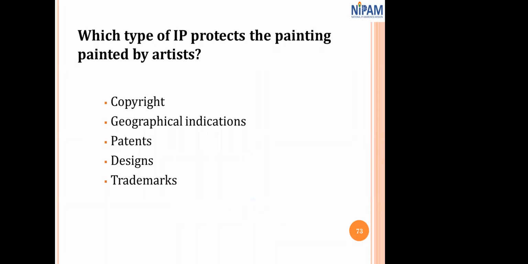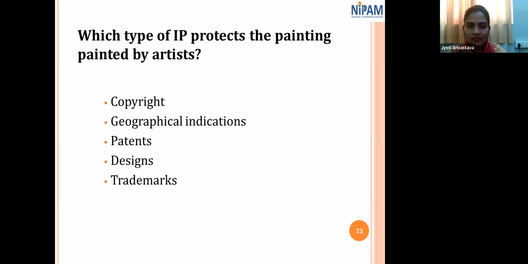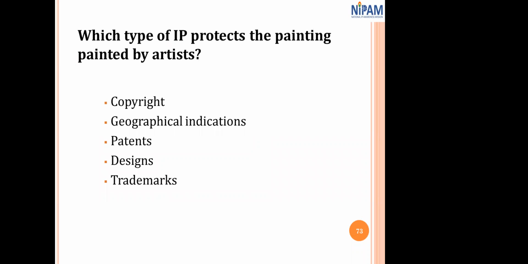All right, these are like two-three more questions only. Which type of intellectual property protects the painting painted by an artist? It's very simple, I think. Painting is protected by which intellectual property? Copyright, sir? It comes under copyright. Yes, it's a painting. It's not design. Look, in design, I said it should be an output of an industrial process. Okay. It comes under copyright, right?